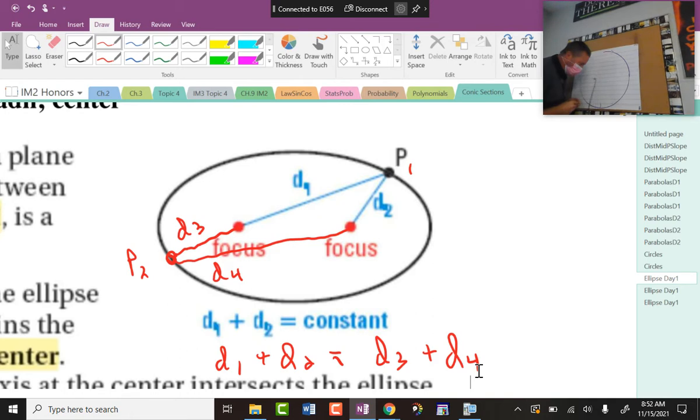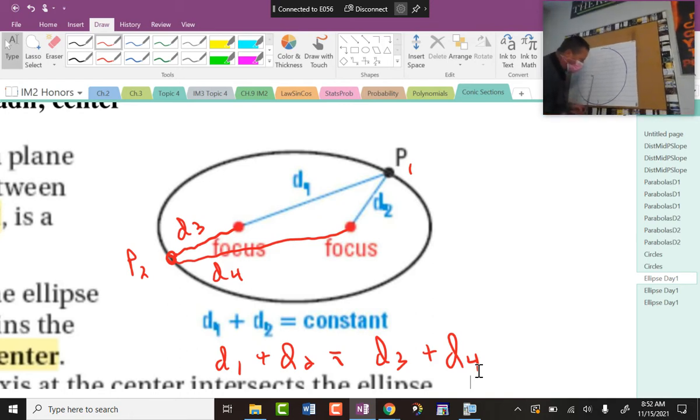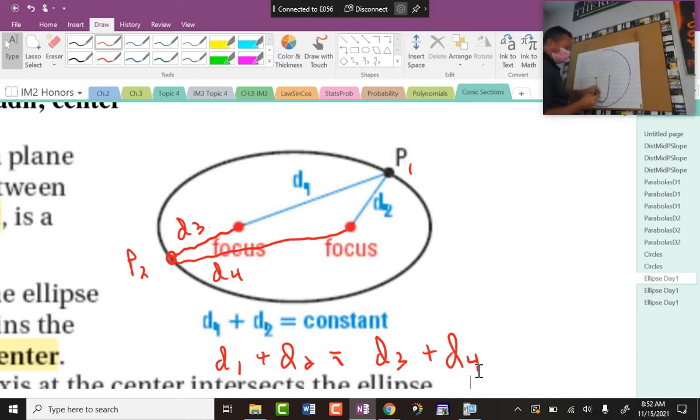I lost my tack here. A wardrobe malfunction. All right. Okay, I get a little aggressive on the tether, I guess, with my marker.